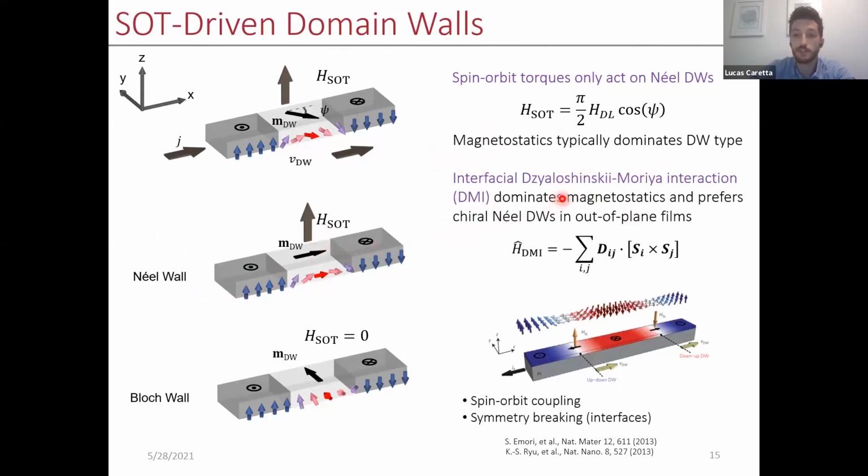Specifically, we can use the interfacial Dzyaloshinskii-Moriya interaction, or DMI, to stabilize Néel types of domain walls. This is nothing new here. What's very convenient is that the same material systems that create these large spin-orbit torques can also induce these interfacial DMI interactions as well.